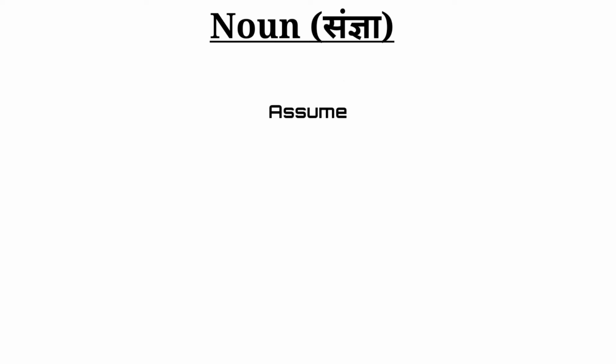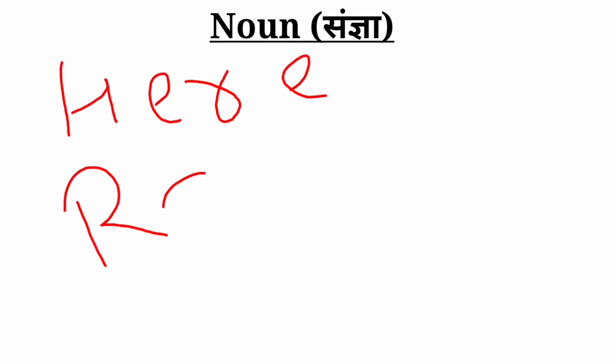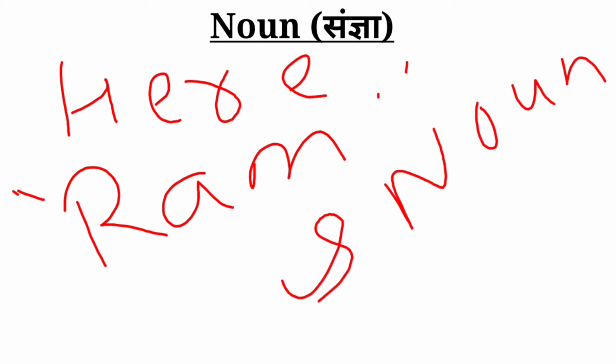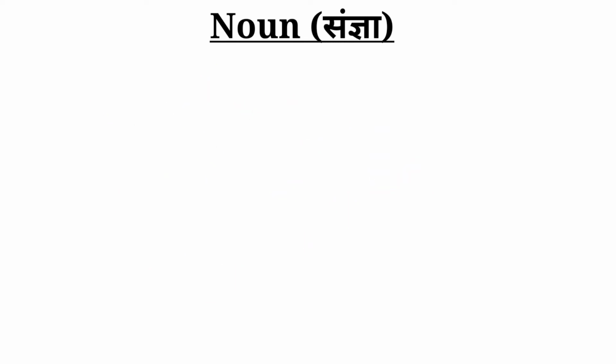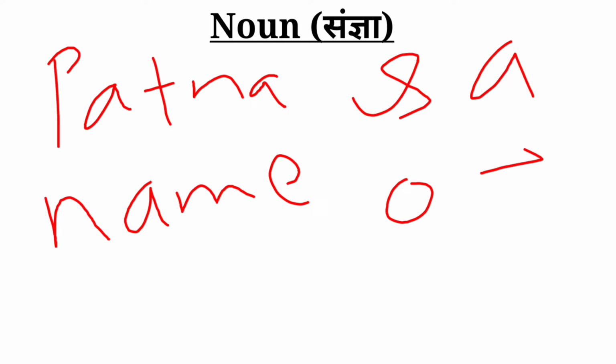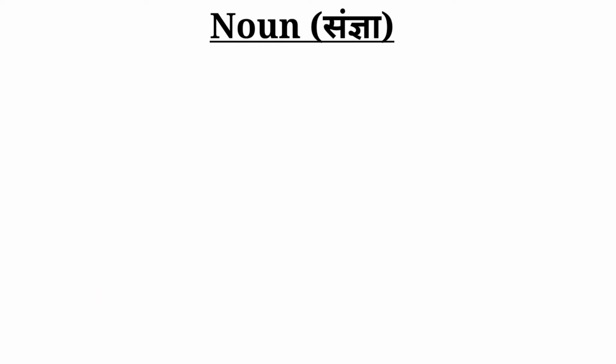Assume a Ram. Ram is a name of a person. So here Ram is what? Noun. And when we say that Patna is also a naming word that gives the name of what? A place. So Patna is also a naming word. It is also called as noun.